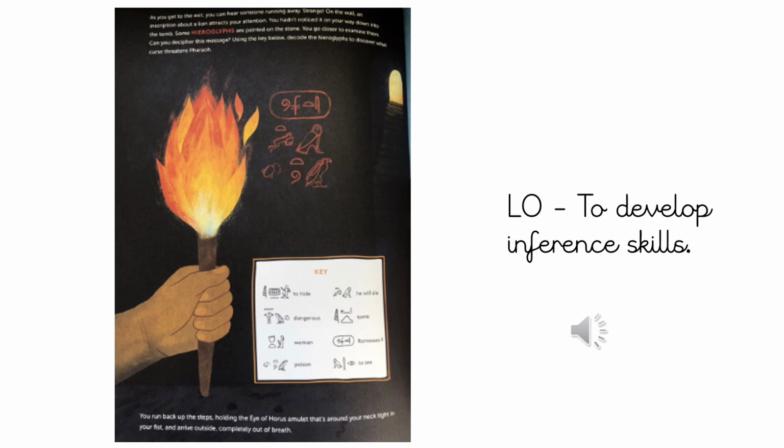You must run back up the steps, holding the Eye of Horus amulet that's around your neck tight in your fist, and arrive outside completely out of breath.